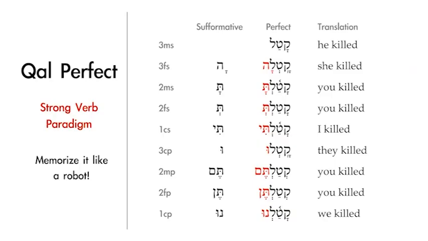We now come to the all-important Qal-perfect strong verb paradigm. In this chapter, this is the most important part of the information presented, the Qal-perfect strong verb paradigm. You must memorize this paradigm, as we say, like a robot, with absolute precision, with machine-like data recovery in every instance. Let's begin by working through this paradigm together and pronouncing each of the forms in turn.